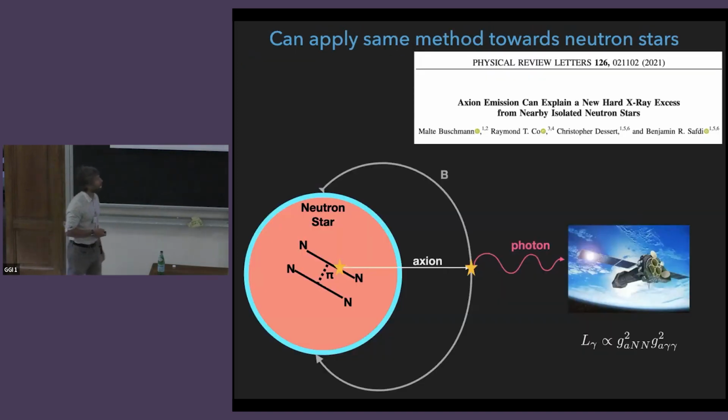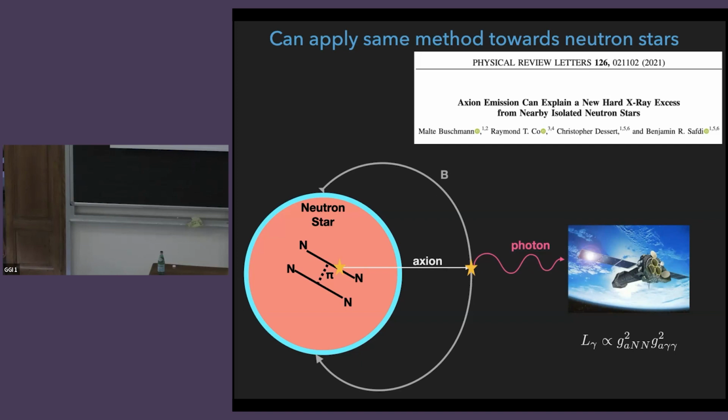So we can apply this same philosophy towards neutron stars. And so let me tell you briefly, just in a slide or two, about how this works. This is coming from a paper that I wrote with Chris again, and then Malta Bushman, who was a postdoc of mine at the time, and Raymond, who was a postdoc of mine at the time. Malta is starting a postdoc in Amsterdam next year, so he'll be in Europe. And Raymond just got a faculty position in Indiana.